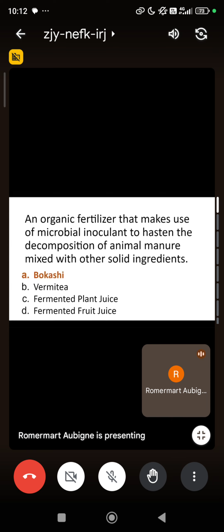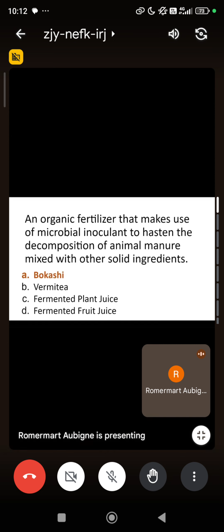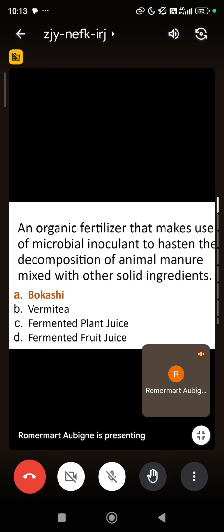So meron po tayo ditong ginagamit inoculant. Well, it's a mixture. Yung Bokashi mix natin meron tong mga darak. Yun yung isa sa major po natin. Ito yung pinakamadaling gamitin nga when it comes to composting lalo na sa mga limited spaces or in the urban areas.